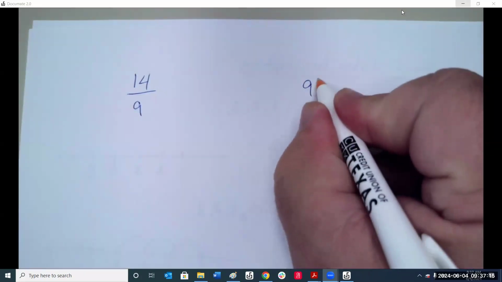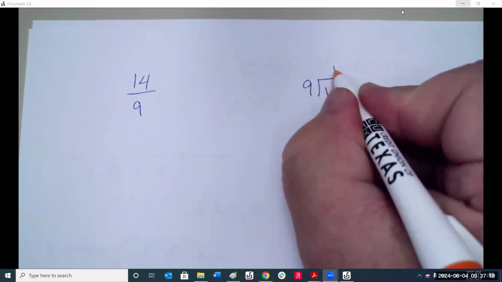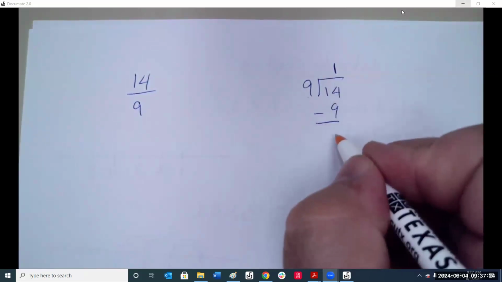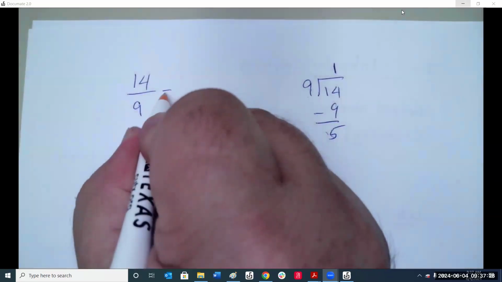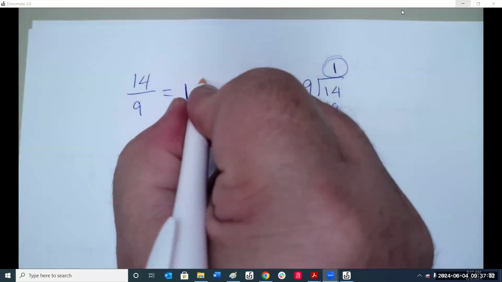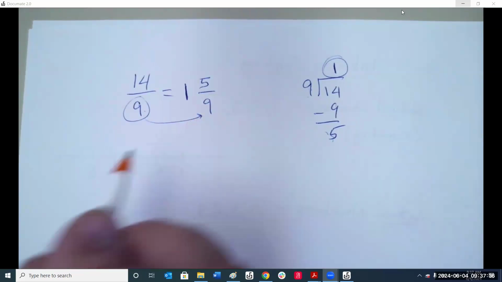But you're right. 9 goes into 14 one time. 1 times 9 is 9. Subtract those, I got 5. I can't go any further, so it's 1, 5 over 9. This will always be the denominator.